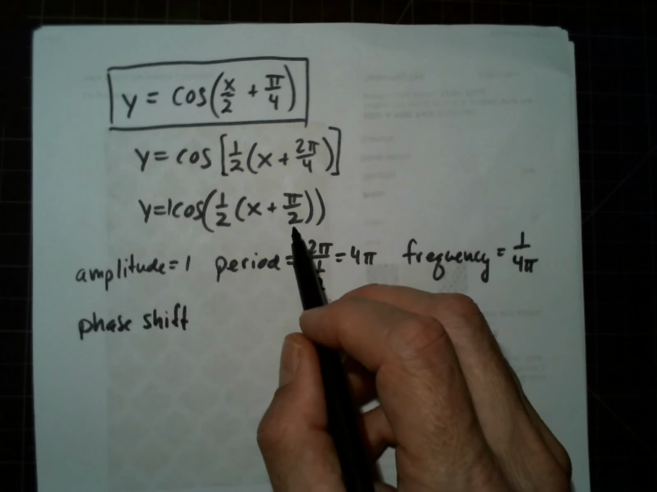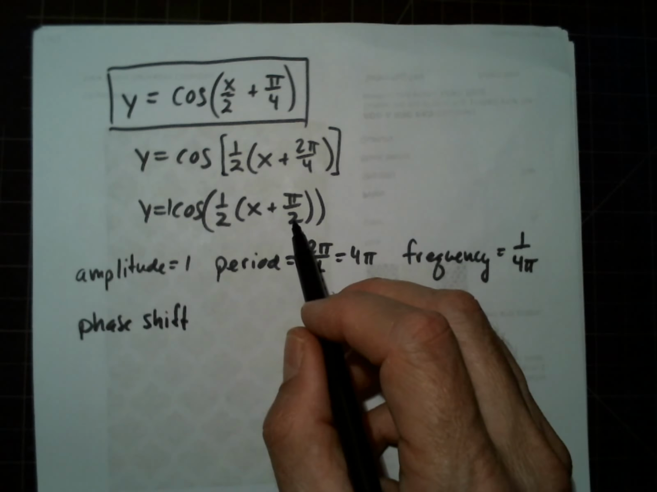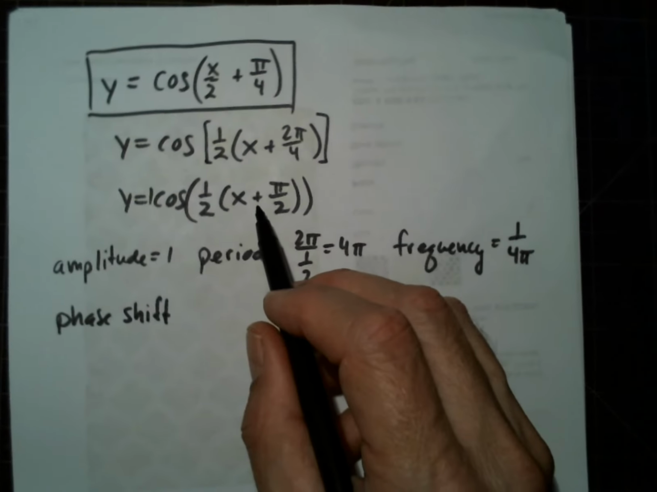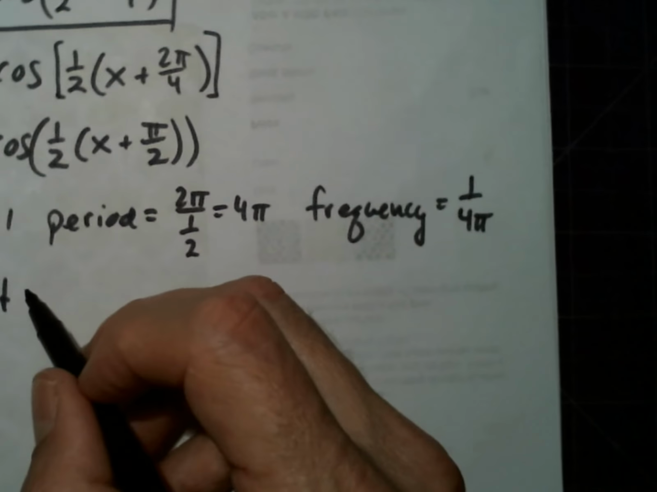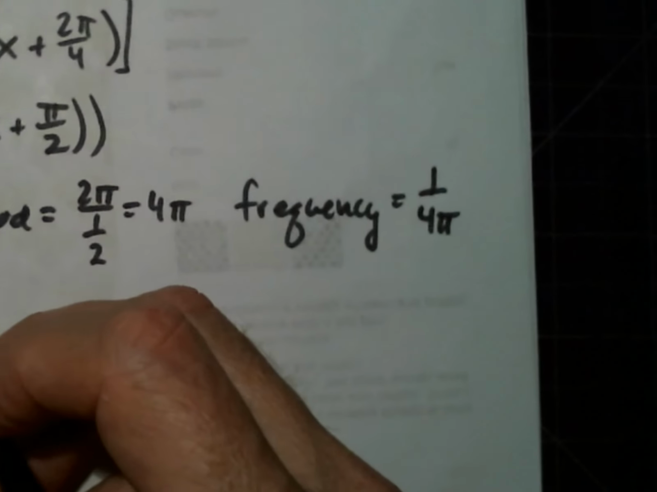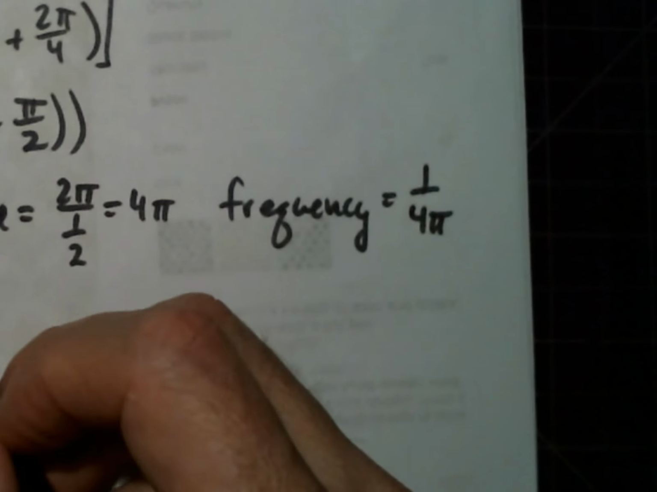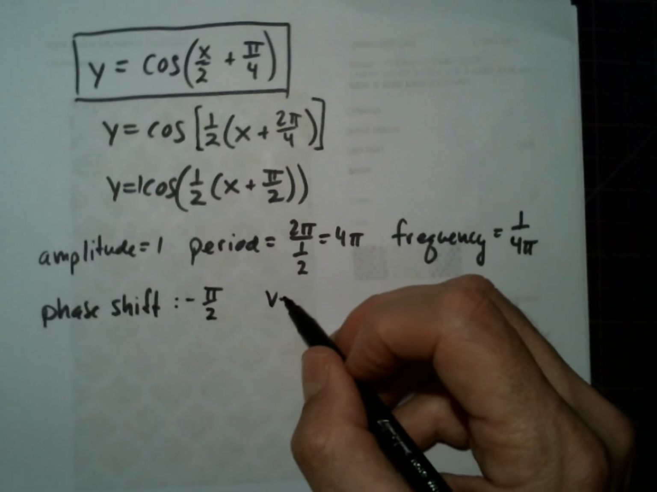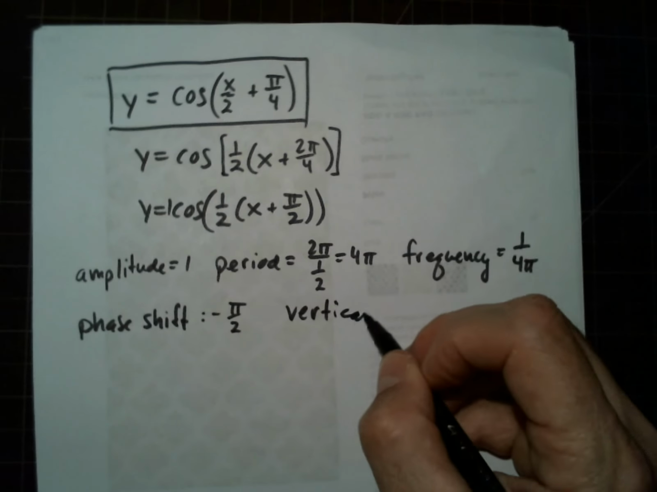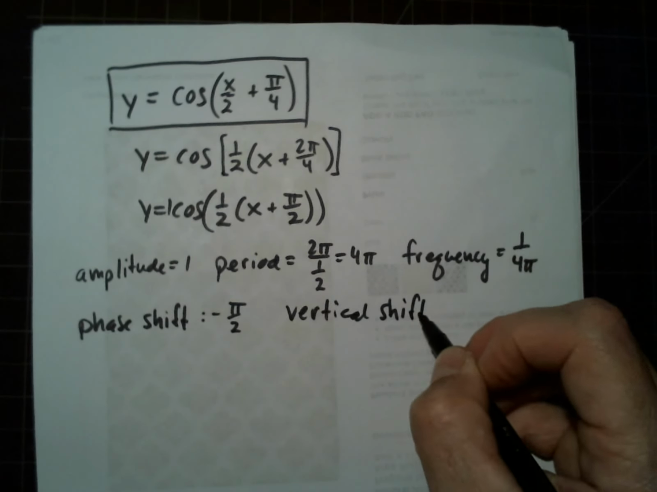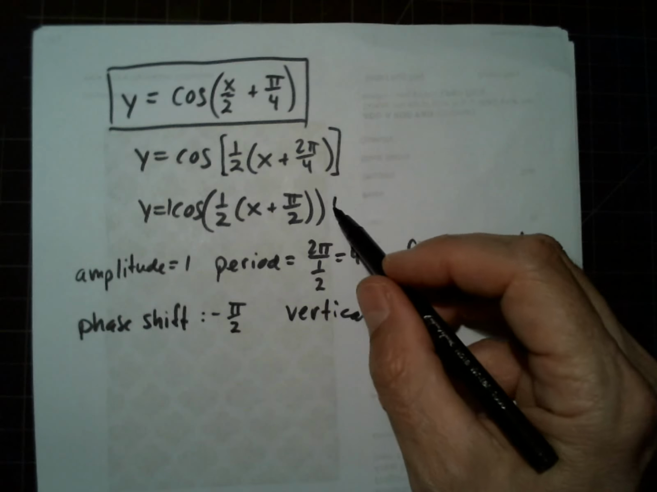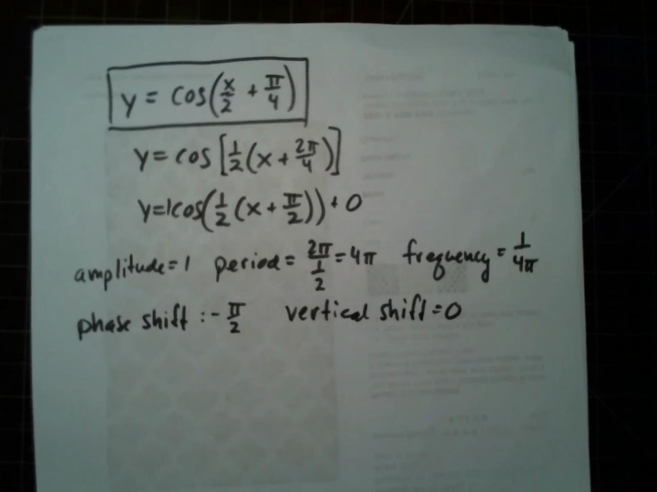Here is an inside change. Pi over 2 is inside. That means it's horizontal, and we do the inverse of this. So the phase shift is negative pi over 2, and the vertical shift is 0 because there's nothing out there.